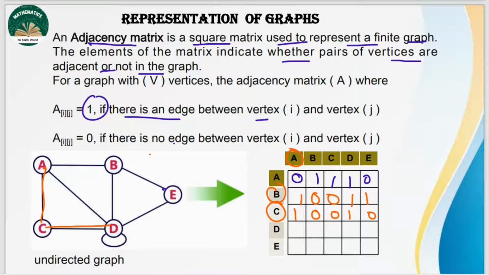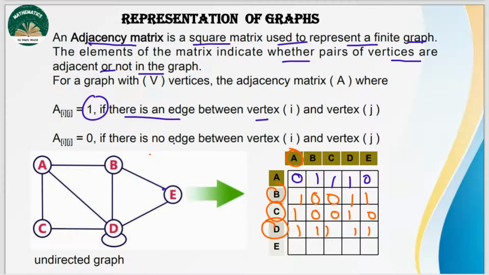It is D. D to A we have 1. D to B we have 1. D to C we have 1. D to D also we have 1. And D to E also we have 1. Then moving with the next one.